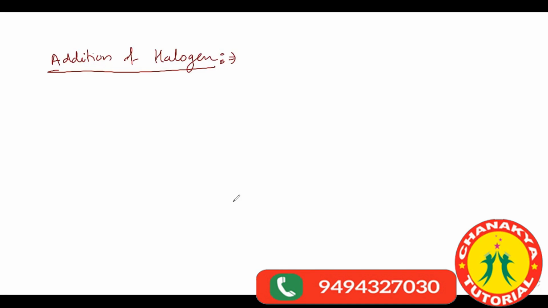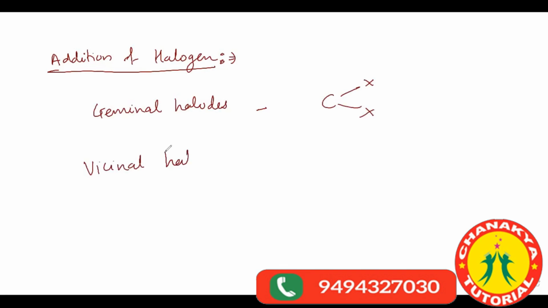Vicinal and geminal difference I already told you, right? Geminal halides means what? When two halogen groups are present on the same carbon, right? And vicinal means what? Vicinity means nearby. It means two nearby adjacent carbons have two different halogen groups. Correct? So this is the basic difference between geminal halides and vicinal halides. I have already explained it in the previous class.